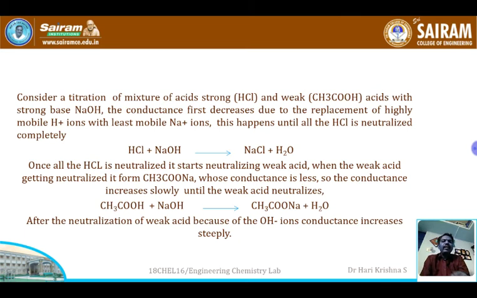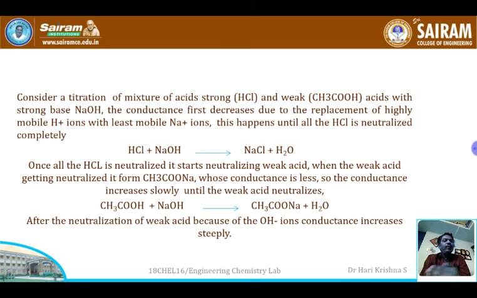The acetic acid will come into existence. When the acetic acid comes into existence, acetic acid starts neutralizing. So acetic acid gives sodium acetate and water. So even now, conductance depends upon sodium acetate and not acetic acid. Acetic acid is a weak acid, right? So sodium acetate, so here CH3COO minus and Na plus.